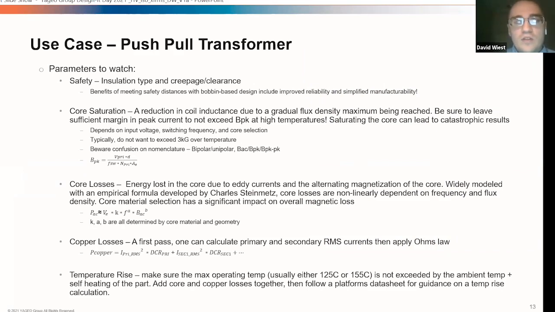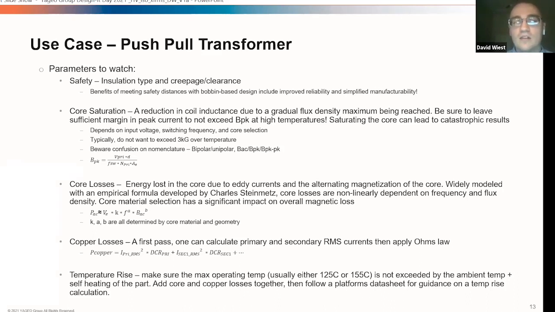Some things to look out for when choosing a push-pull transformer. First and foremost, one has to consider safety. That's always the most important. So again, it's important to either understand the standards yourself or work with the safety engineer or with Pulse to help define that. The next most important options, 2A, B, and C, I should say, are you have to make sure that the part will perform as needed in the circuit.